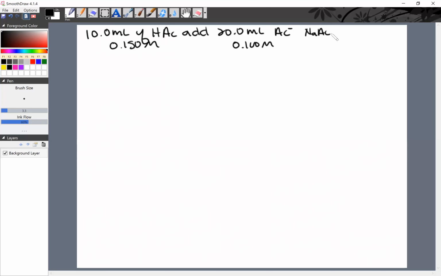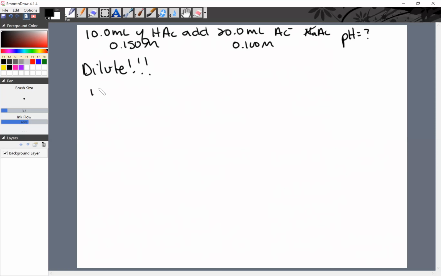ions don't exist by themselves. You would have added sodium acetate, but I would have ignored the sodium. So basically, I'm just adding acetate. All right, so what is the pH when you combine 10 mils of a 0.15 molar acetic acid solution and a 20 mil 0.1 molar acetate solution? All right, step number one, if you're combining two things together, the concentrations have to be diluted. All right, well, let's just do that before I even start my problem then.